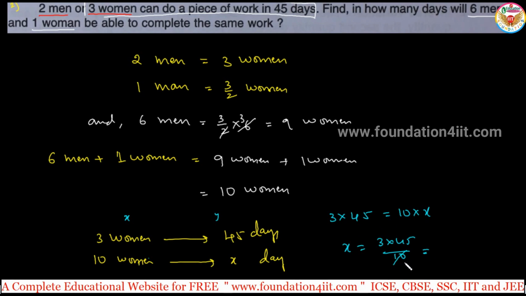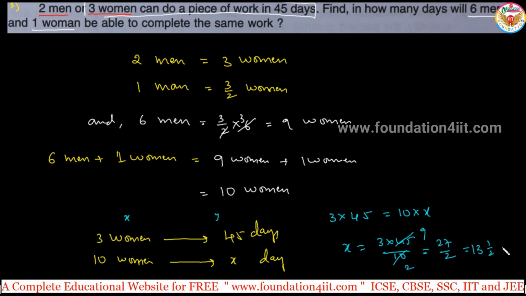So we can cancel this. 5 nines are 45, so 9, and 2. And 9 3s are 27 by 2. So 13 and a half, 13 and a half days. That means 6 men and 1 woman can complete the same work in 13 and a half days. Instead of women and men, we convert into one kind of person according to the given data. This is the way we can solve.